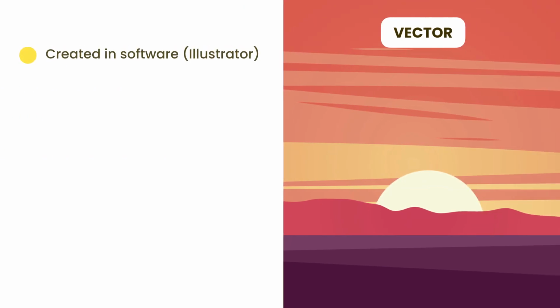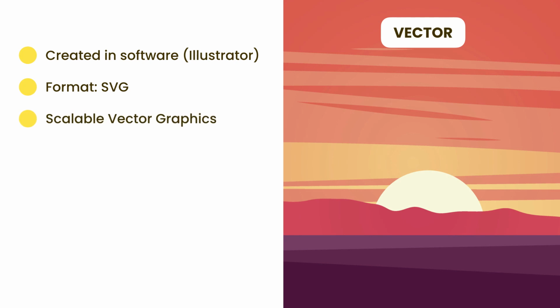Now, in contrast, we create vector images using software like Adobe Illustrator or any tool that allows us to draw something and export it as an SVG file. SVG is short for Scalable Vector Graphics. So these graphics are scalable and they always look sharp at any size, because these images are not made up of pixels. They are defined by mathematical vectors.